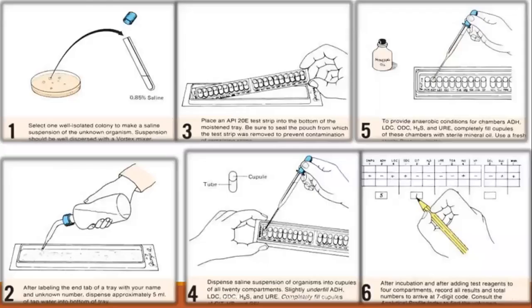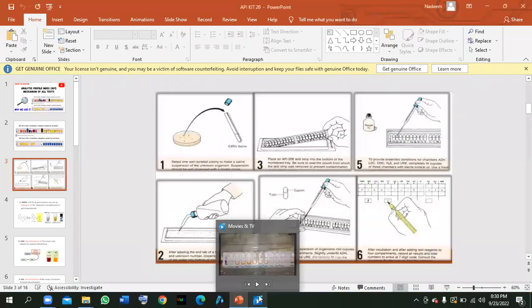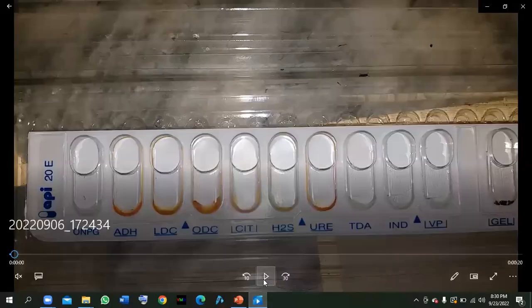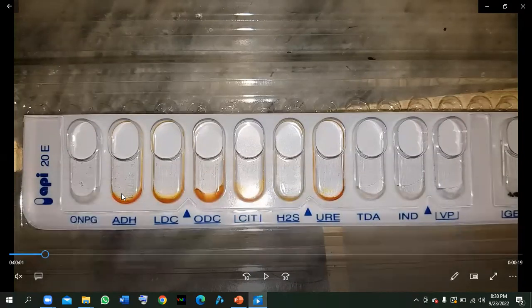First of all, let me show you an API kit in a video, so that you know about it. Just look here. This is a small video about the API kit. First of all, I want to tell you that these are the wells, and here the inoculation is performed. A special type of culture media is present in these wells. Now this kit is not inoculated yet. This is a fresh kit.